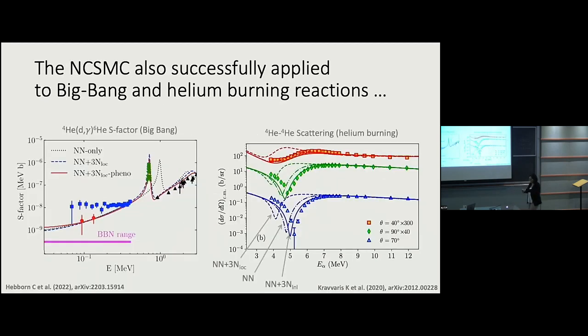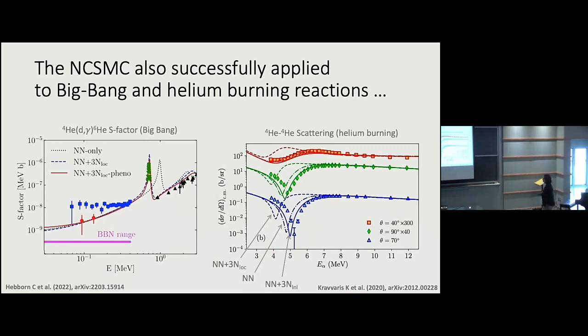Okay, so I think I should move on. I wanted just to say this was an example, but this method has been applied for many other light ion reactions, and I just wanted to briefly call your attention to some of the latest results. For example, this is the helium-4 capture cross-section that is important for Big Bang nucleosynthesis, and it was also computed with the nuclear and internuclear forces. This is the work of Chloe Hepburn in collaboration with our group.